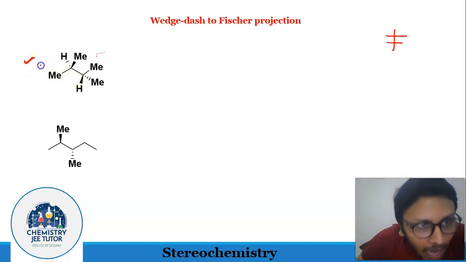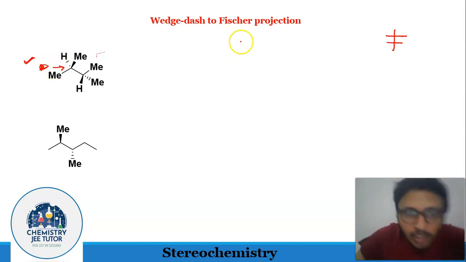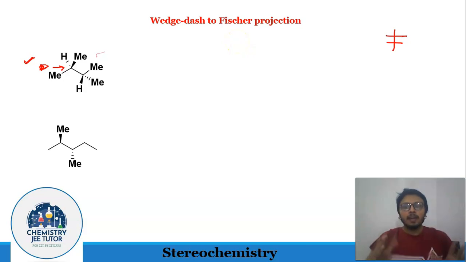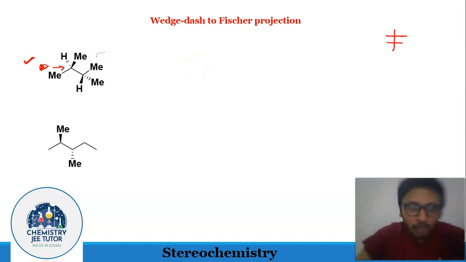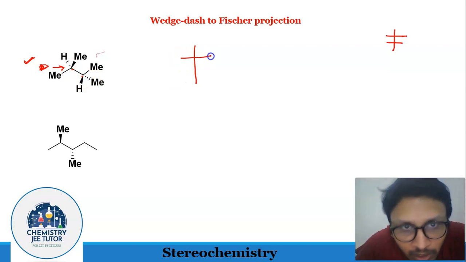How do you convert that? Suppose we keep our eye here, and we are seeing from here. So let us draw. I told you last day that the vertical line contains groups which are in the plane, and the horizontal line in a Fischer projection contains groups which are out of the plane, either above the plane or below the plane. So let us draw a Fischer projection. There are two intersections.